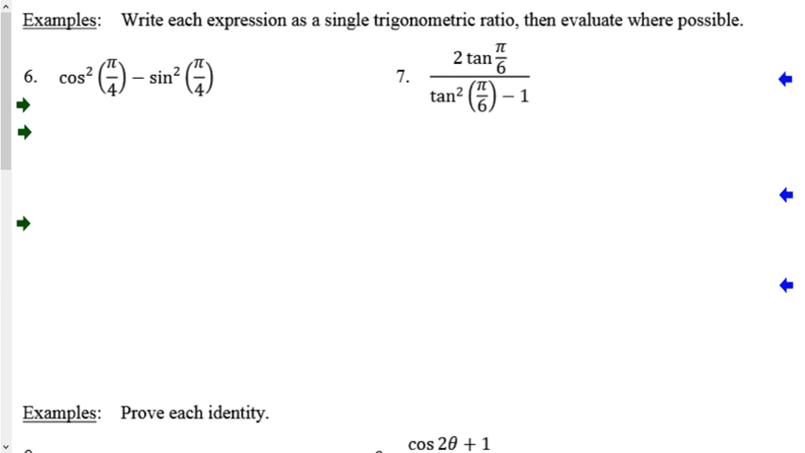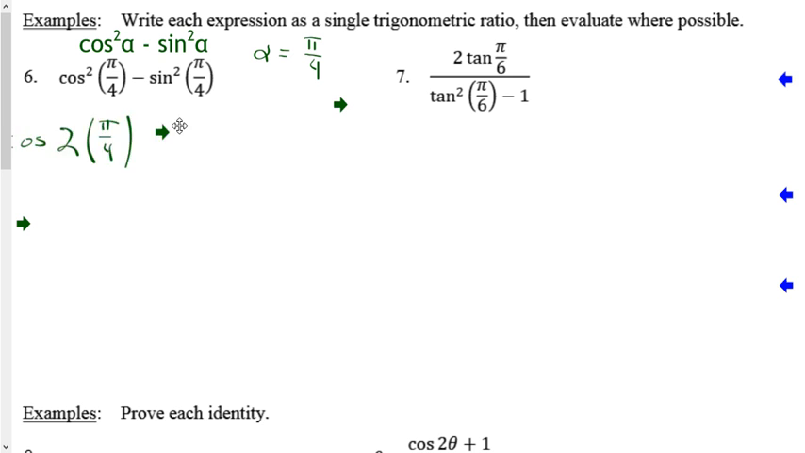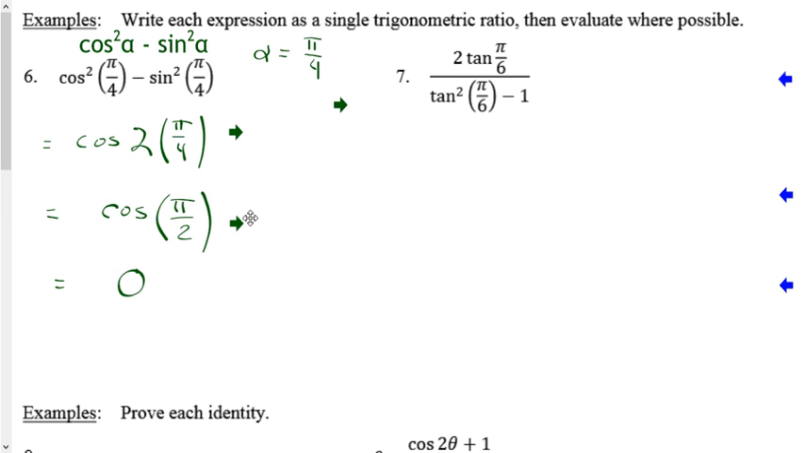These next two questions are similar to what we did in 7.5 with the sum and difference identities. And so we look at this first expression and we see cos squared something minus sine squared something. Oh yeah, that's going to be a double angle identity for cosine, where the alpha, in this case, is pi by 4. So this is cosine of 2 times pi by 4, which when we simplify down will just give us cosine of pi by 2, which is 0. The end of question 6. Pause if you need to, but I'll go on to number 7.